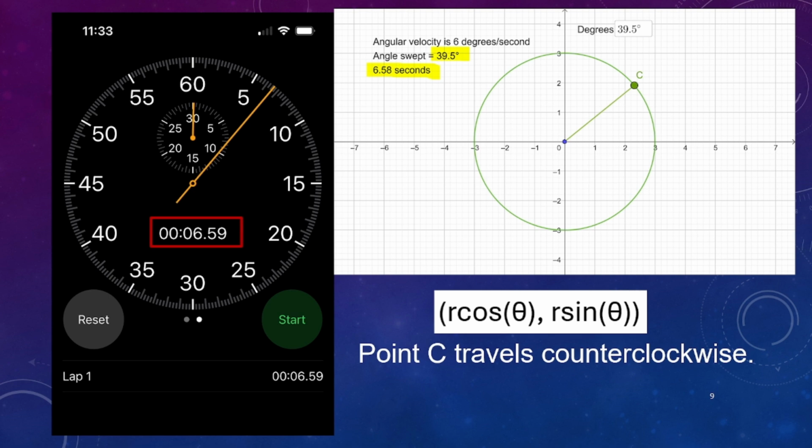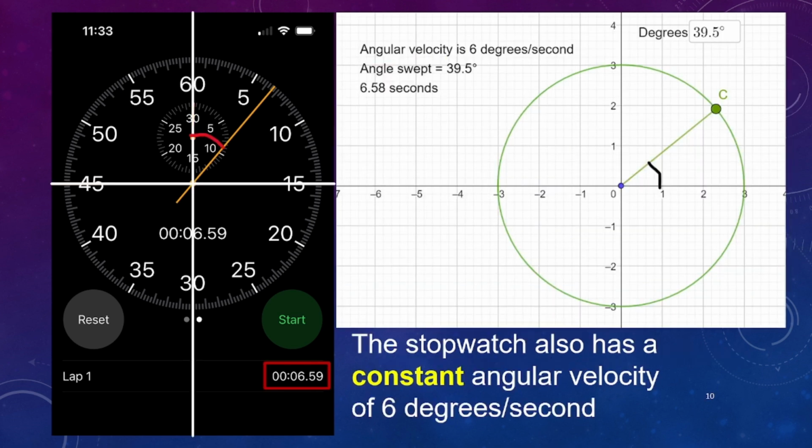If we let C travel along the circle until we've swept out an angle of 39.5 degrees, using our agreed upon velocity of 6 degrees per second, that would be 6.58 seconds. And over here we have a stopwatch which is within 1/100th of a second of the same thing. The stopwatch also has a constant angular velocity of 6 degrees per second. So the red angle and the black angle would be equal.